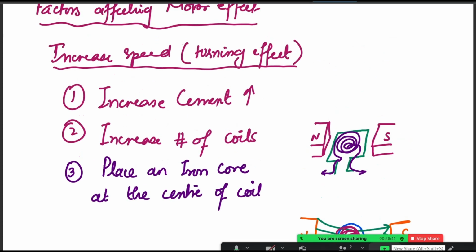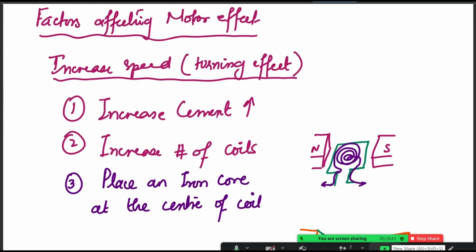So these are the things that we can do with a DC motor to increase its turning effect, its power or rotating power, right? And that is how a DC motor works. Do we understand how it works?